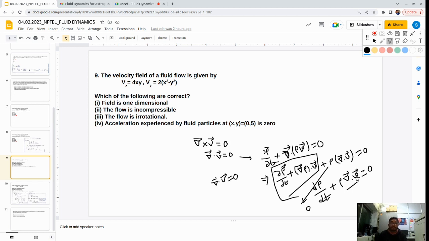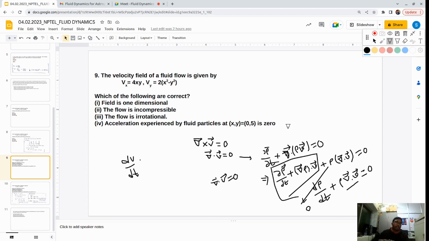Okay, got it? Understood. So now I think you can calculate this divergence of v and curl of v by yourself. And the last thing is the acceleration experienced by fluid particles. Again, in case of acceleration, you need to calculate dv dt, not del v del t. Why is this so?